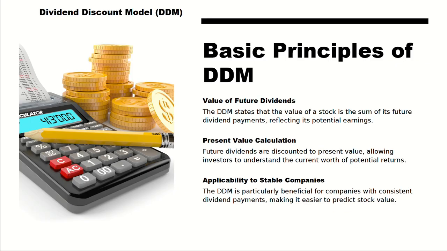Dividend discount model, DDM. Basic principles of DDM. Value of future dividends. The DDM states that the value of a stock is the sum of its future dividend payments, reflecting its potential earnings. Present value calculation. Future dividends are discounted to present value, allowing investors to understand the current worth of potential returns. Applicability to stable companies. The DDM is particularly beneficial for companies with consistent dividend payments, making it easier to predict stock value.